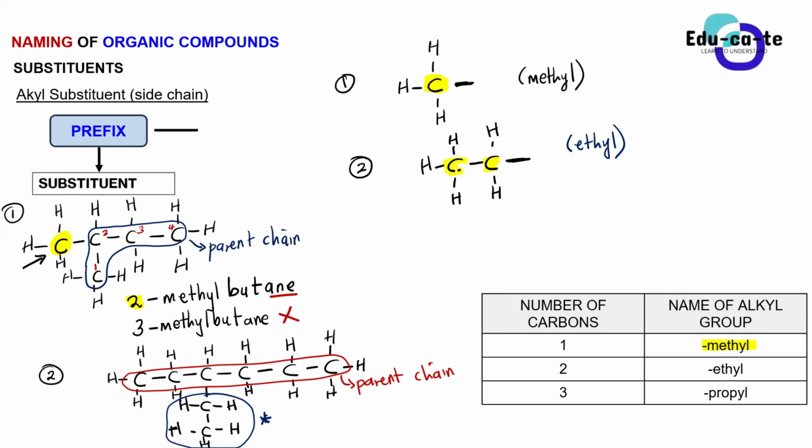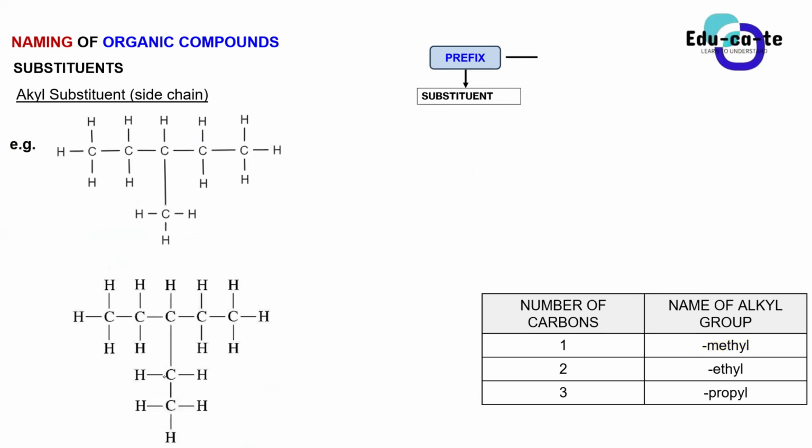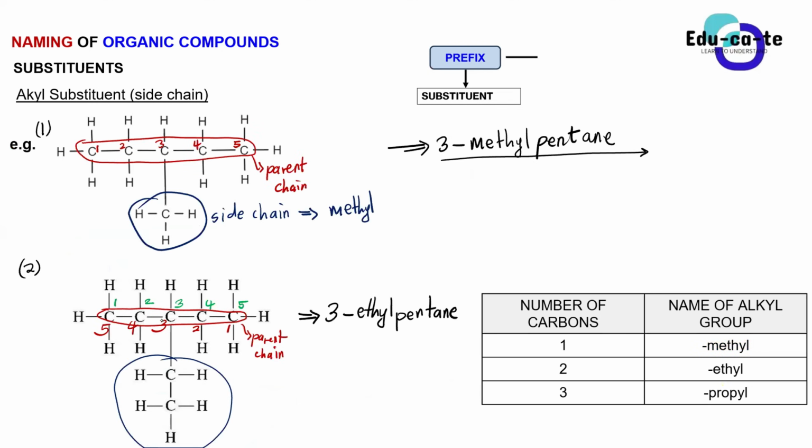That's why on carbon number 3 we have been able to identify that we have an alkyl substituent. This is an alkyl substituent because it has carbon in it, and it consists of 2 carbons, so we use the term ethyl. So this is 3-ethyl pentane. You guys already know that pent means we have 5 carbons in the longest chain, then ane means it's an alkane, simply said. So this is how we name them.